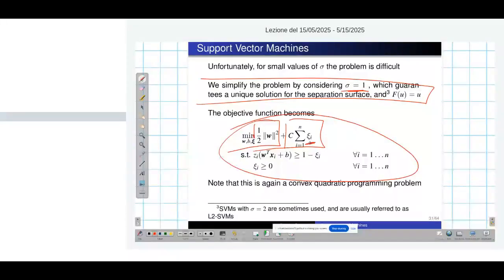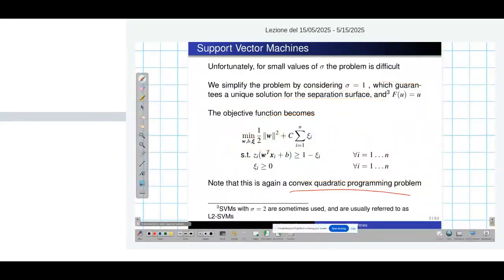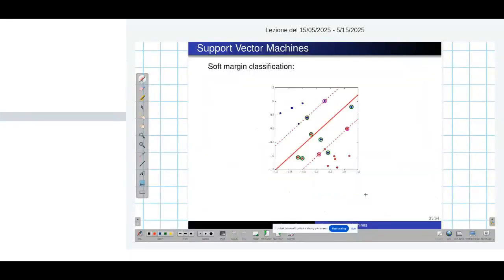So rather than minimizing the number of points, I minimize essentially an average. If you want, you can put a 1 over n here and divide everything by n. So again, if you want, you can see it as an average if you prefer. The average violation of the points, so how much, on average, a point is inside the margin region. Again, this is a convex quadratic programming problem, so we can solve it fairly easily.